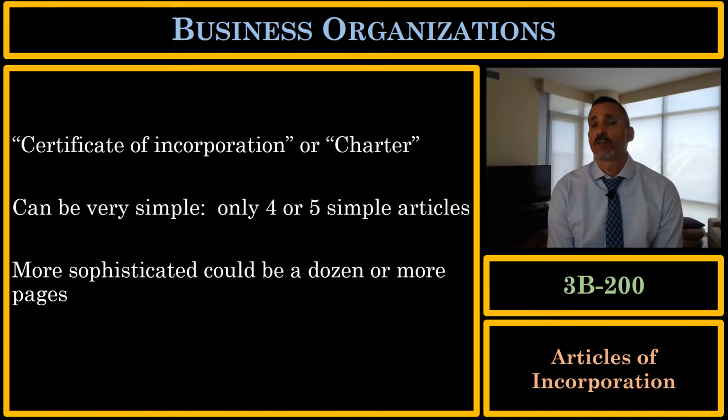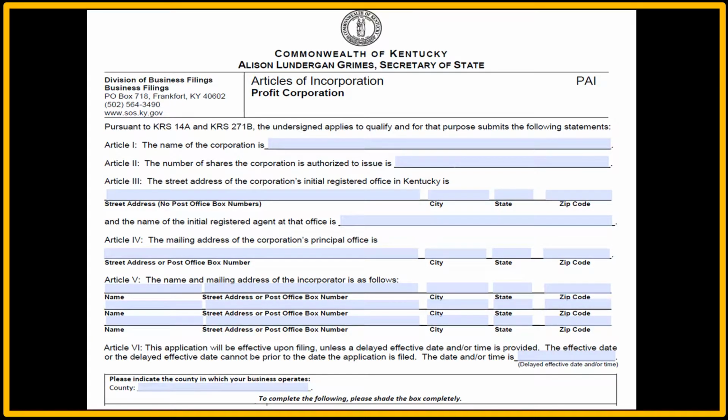Now, the articles of incorporation can be really very simple, only 4 or 5 very simple articles. More sophisticated articles of incorporation can be dozens of pages long. Later in the course, we'll look at some more sophisticated examples of articles of incorporation. For now, let's stick to the simplest example. Let's go through the articles of incorporation in detail. Let's just take a quick look at the articles of incorporation.